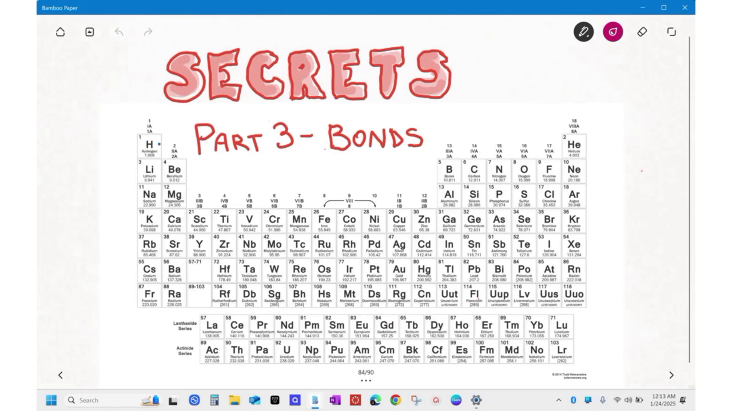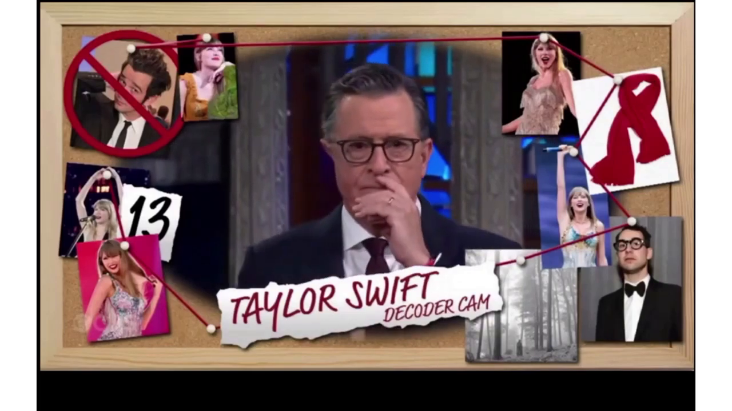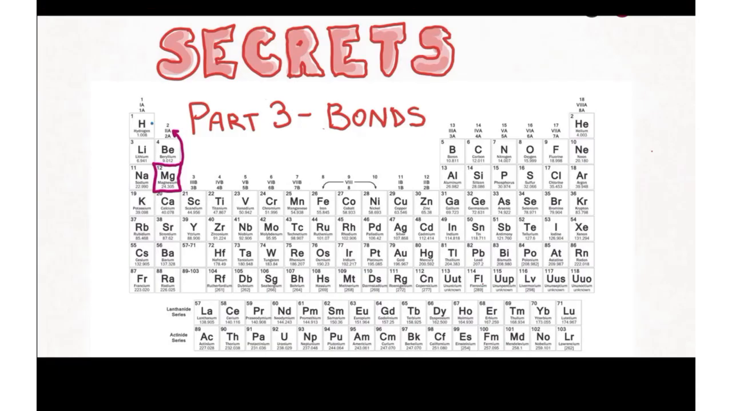Okay, so let's say we have magnesium. Here's magnesium over on the left-hand side in the metals, and magnesium is in column 2, right? So what does that mean in the secrets of the periodic table? Join me at the Taylor Swift decoder cam. Okay, let's see. What does that mean if magnesium is in column 2? Well, that means if magnesium becomes an ion, its ion form loses 2 electrons, and that means it ends up with a positive 2 charge, right?